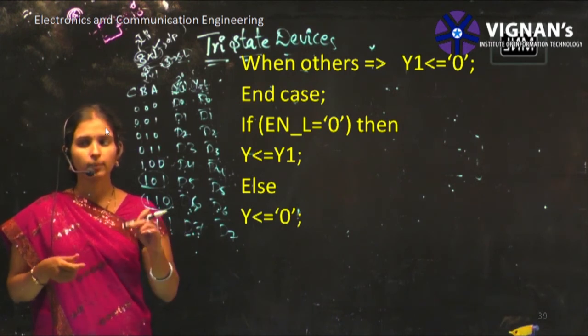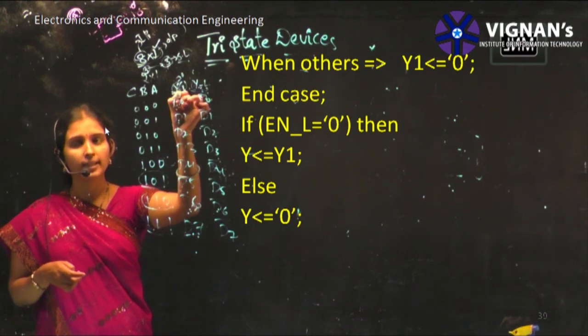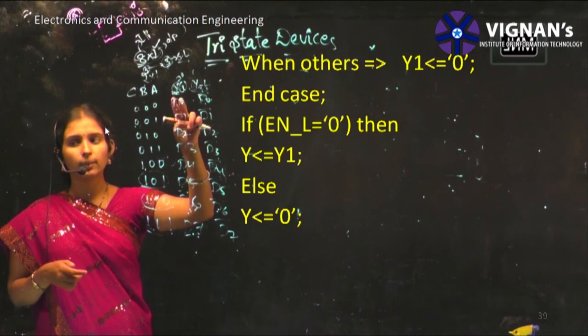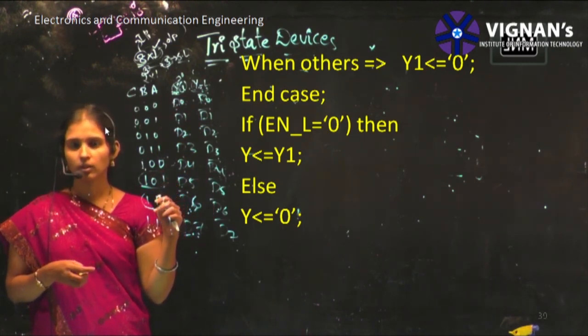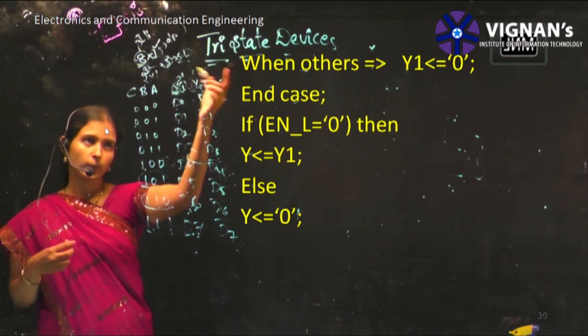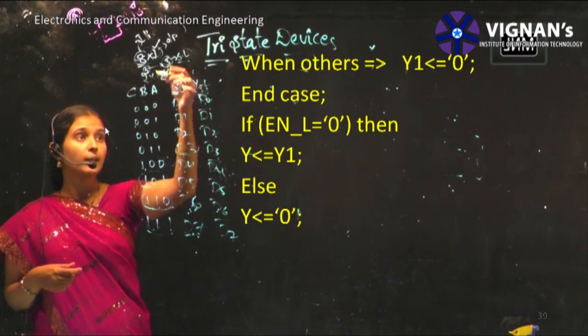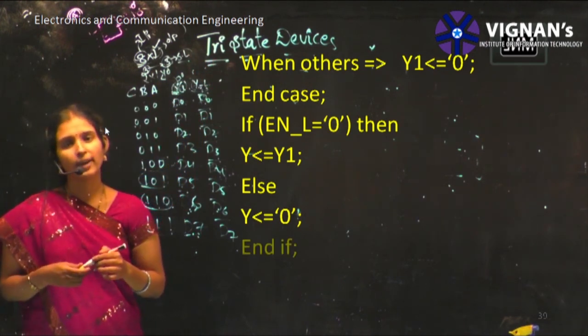See, if the enable input is equal to 0, Y is assigned all the y1 values. If the enable input is equal to 0, all the y1 values will be assigned to y0. If the enable input is not equal to 0, you cannot assign this value. Yes, the Y value will be 0.